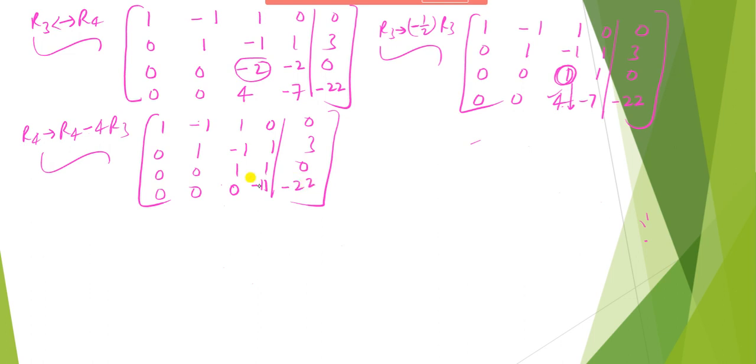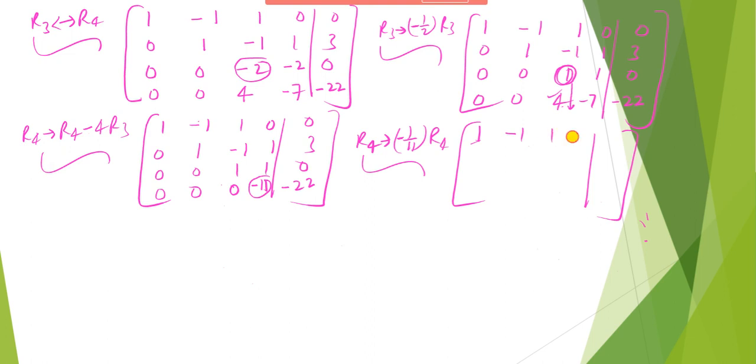Now this entry is -11 and this entry should be 1. If we divide the fourth row by -11, that is R4 is -1/11 times of R4, then in the reduced system the first, second and third rows are written as such, because the change is only in the fourth row. So 1, -1, 1, 0, 0; 0, 1, -1, 1, 3; 0, 0, 1, 1, 0; 0, 0, 0, -11 divided by -11 is 1, -22 divided by -11 is 2.